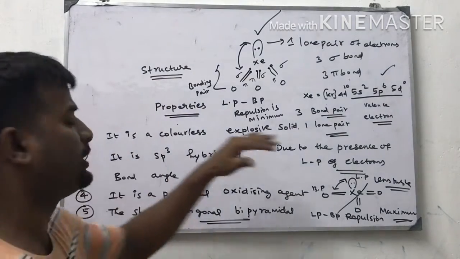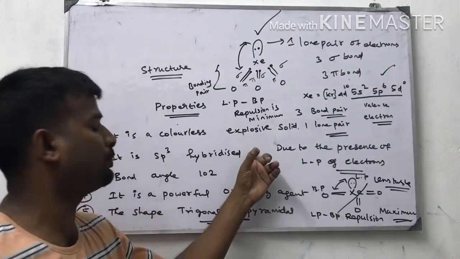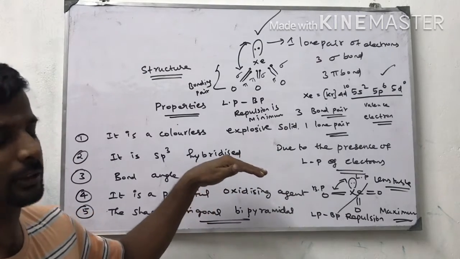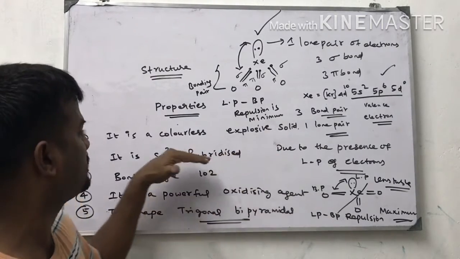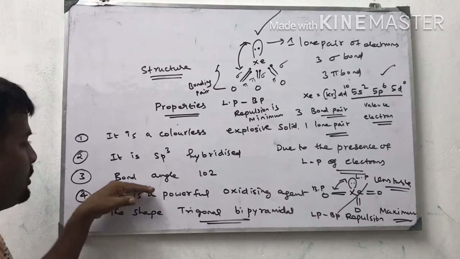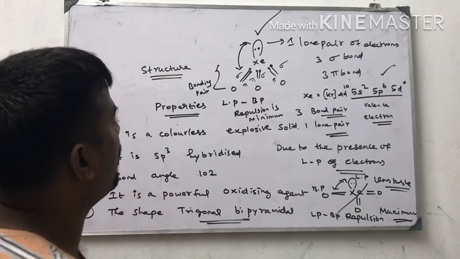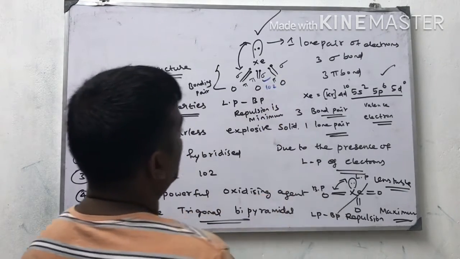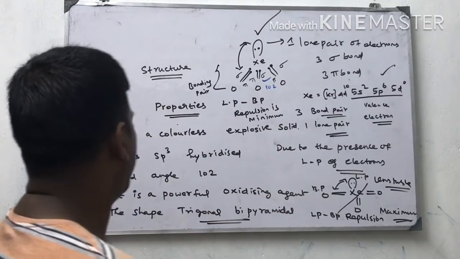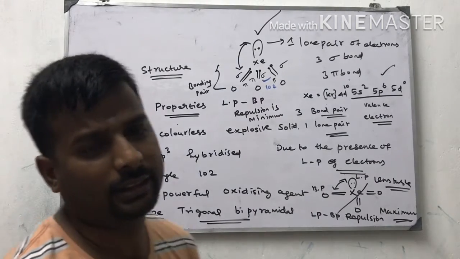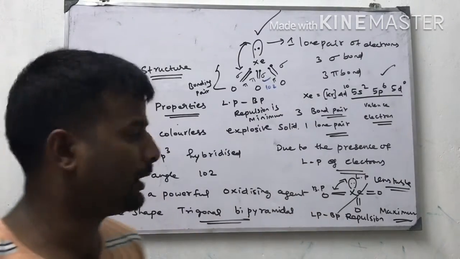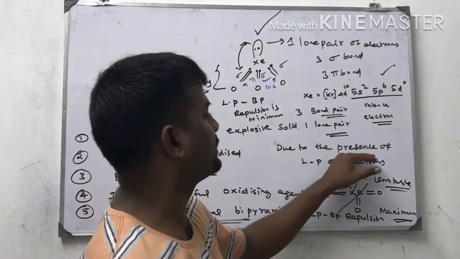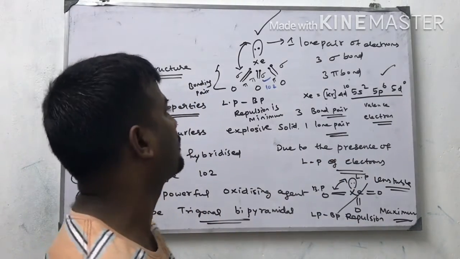It is sp3 hybridized. This will be explained with the help of VSEPR theory. After this, I will explain this sp3 hybridization. The bond angle is 102 degrees. It is a powerful oxidizing agent. It can donate oxygen rapidly. Its shape is trigonal pyramidal due to the presence of a lone pair of electrons.